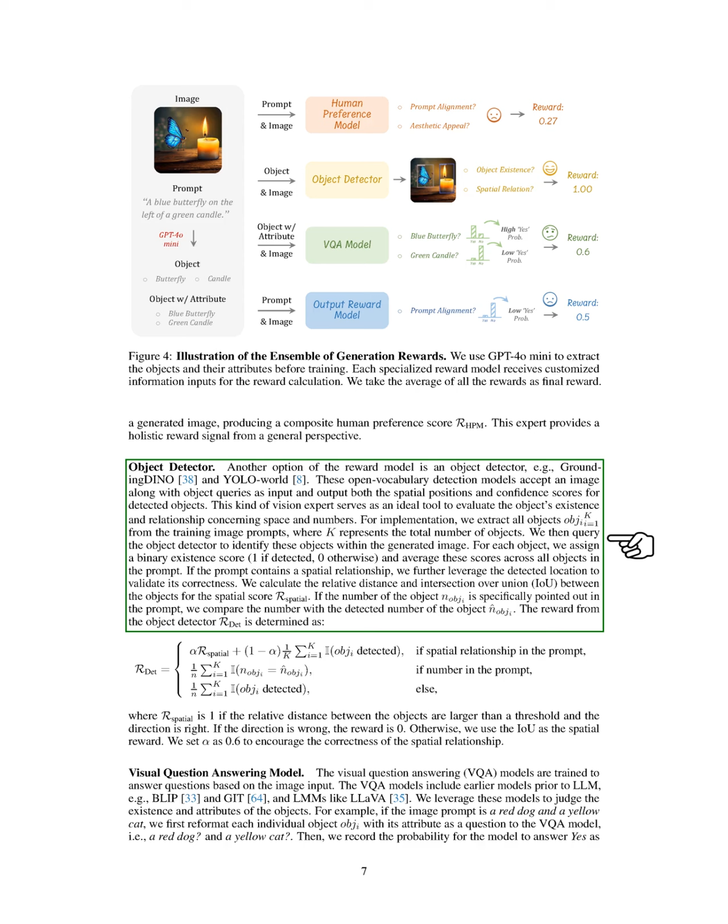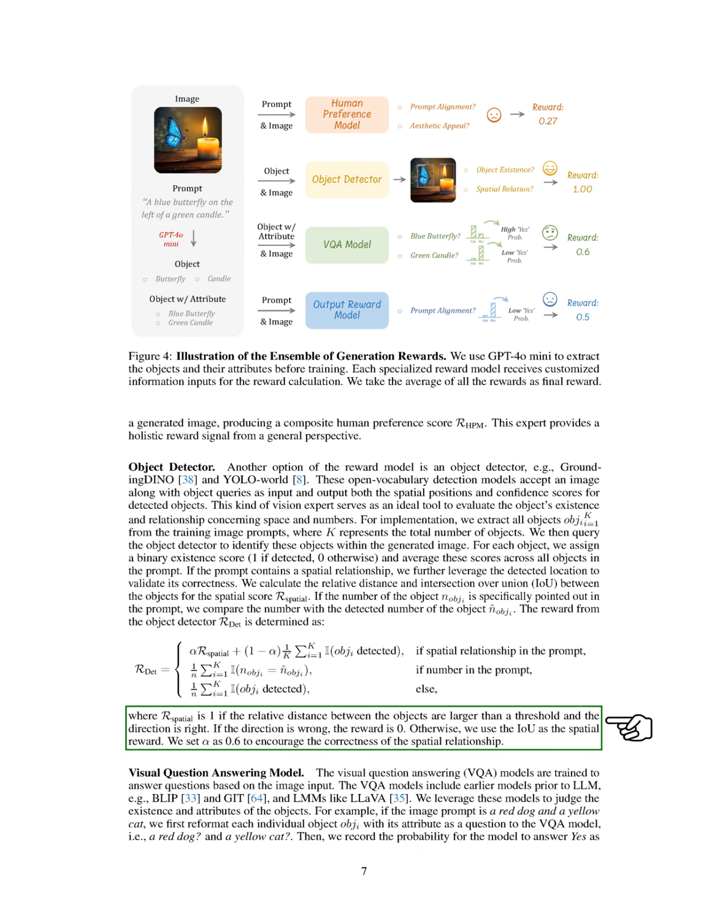Additionally, we consider using an object detector, such as Grounding DINO or YOLO-World, as part of our reward model. These models can identify objects in an image and provide their locations and confidence scores. We extract objects from training prompts and query the detector to evaluate their presence in the generated image. We assign binary scores for object existence and calculate spatial relationships when necessary, determining rewards based on these evaluations. We set a specific threshold to ensure the accuracy of spatial relationships, encouraging correct object positioning.